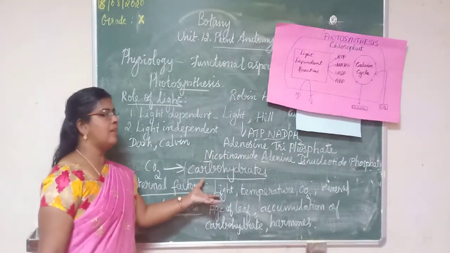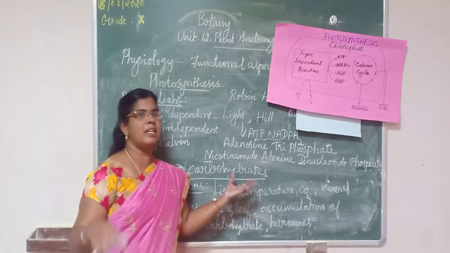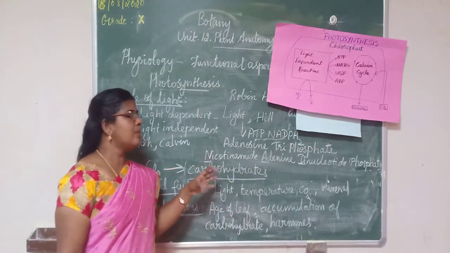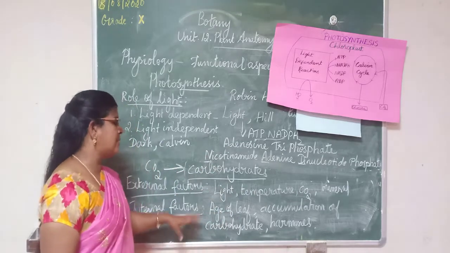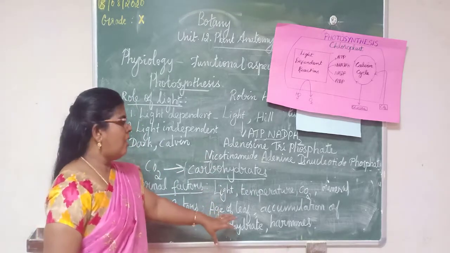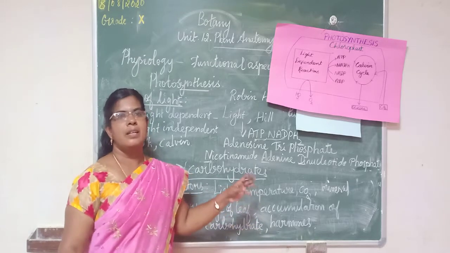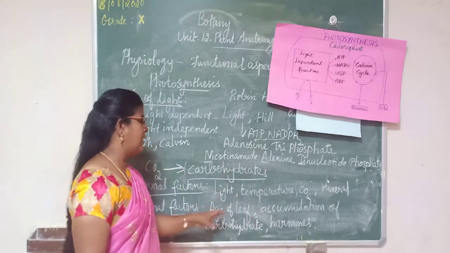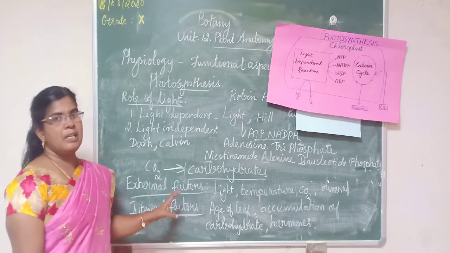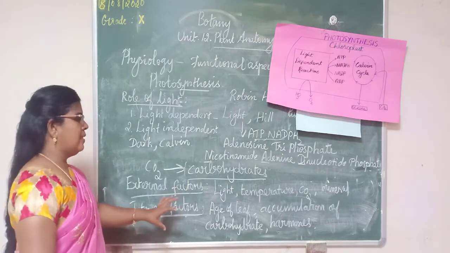Suppose when the leaf attains age, there will be a loss of chlorophyll, so the rate of photosynthesis is also altered. Then there are accumulation of carbohydrate and hormones. Apart from the normal level, there will be a lower rate of photosynthesis.